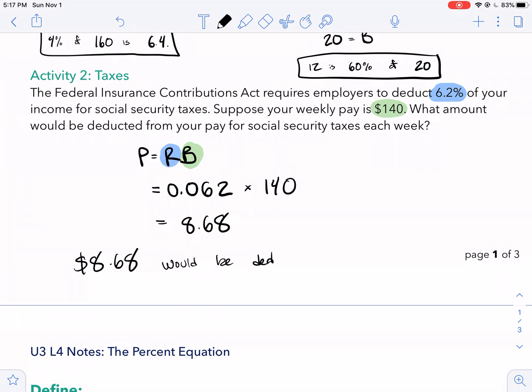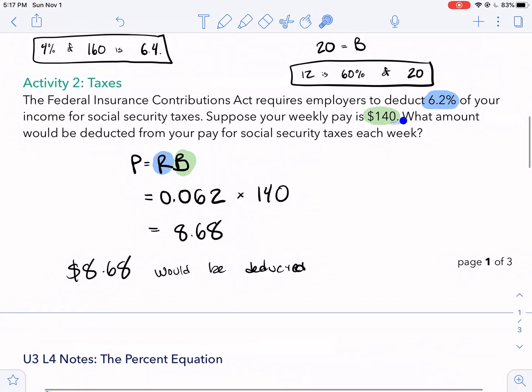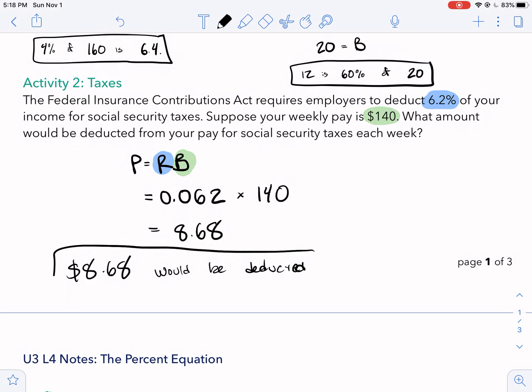So even though you're earning $140 this week, you would expect to get $131.32 on your paycheck because some of it went to Social Security. So there you go. Okay, so we do this for taxes.